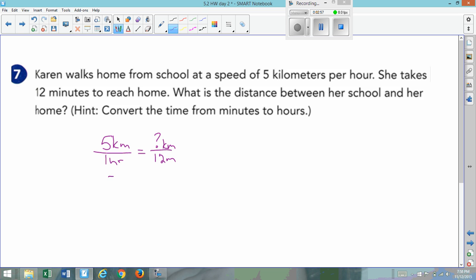This should be 5 kilometers, and we know that there are 60 minutes in 1 hour. So what do you have to do to that 60 to make it 12 minutes? Well, 60 divided by 5 is 12. So we would have to divide this by 5, and we get 1. So 1 kilometer away.